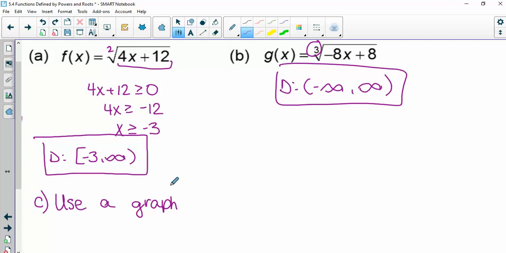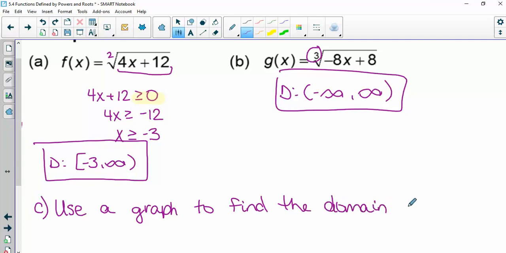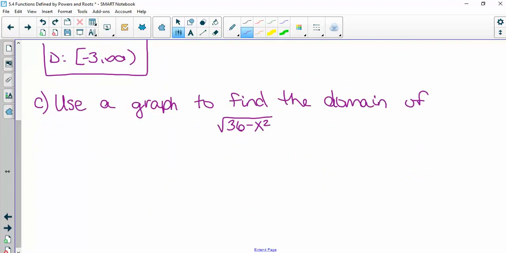How do you know if it's greater than or less than? It's a graph. It's always greater than or equal to 0. If I asked you to use a graph to get the domain of the square root of 36 minus x squared, so what would we do? Can you just find the square root of that?